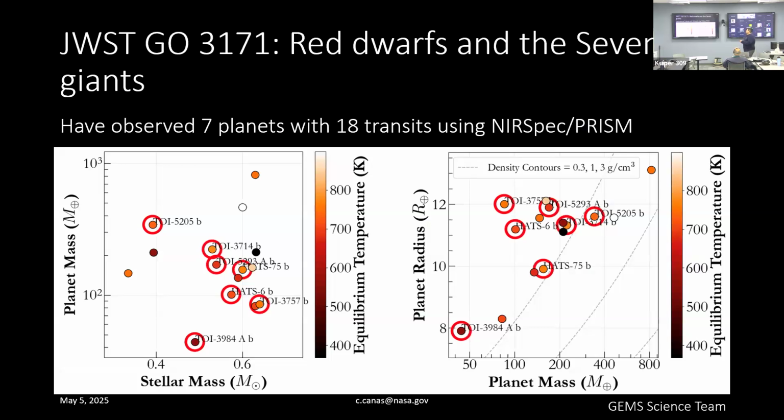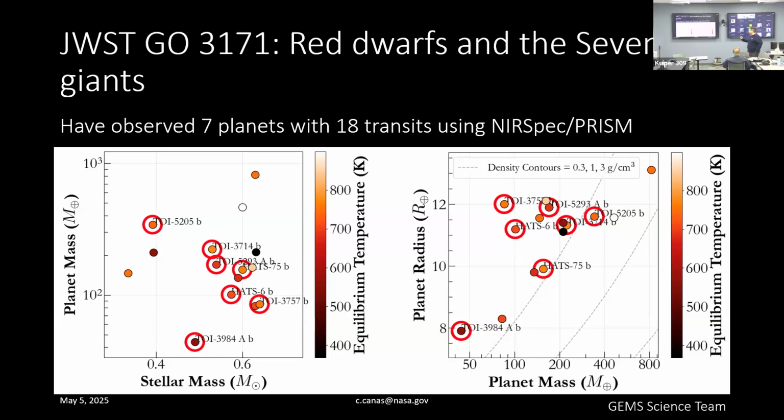So our program is designed to observe 7 of these GEMS. So we have already observed 7 of them, 18 transits. So we have a lot of data. All these are NIRSpec prism observations. So we're observing 0.6 to 5.5 microns. On the left is a plot showing schematics in terms of planet mass and planet radius, but also stellar mass. Just to give you context, we try to span the bulk of the population that we currently have.